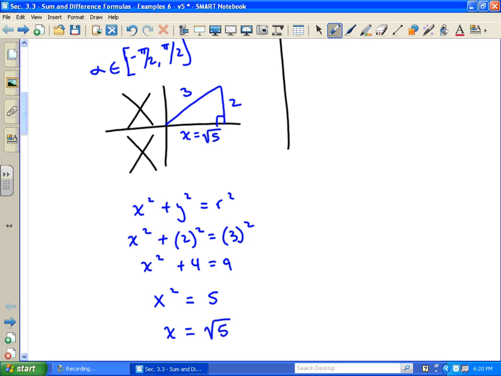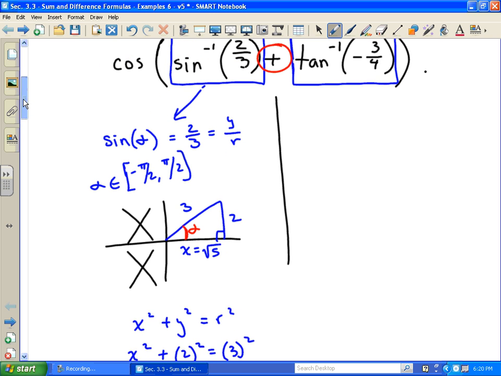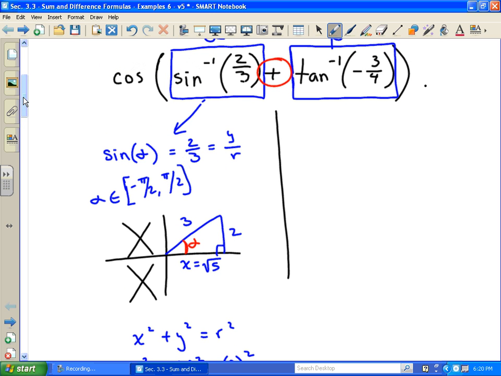And so this is what I mean: here is the angle alpha. I don't actually need to know the value of alpha, and I can see that I have an x, a y, and an r value for that particular triangle. That will eventually be all the information necessary to do this problem. We, however, need to also come over here and do the same thing for the tangent inverse.